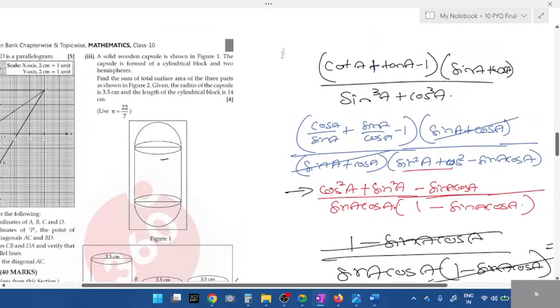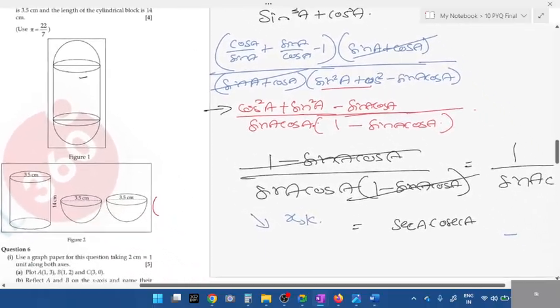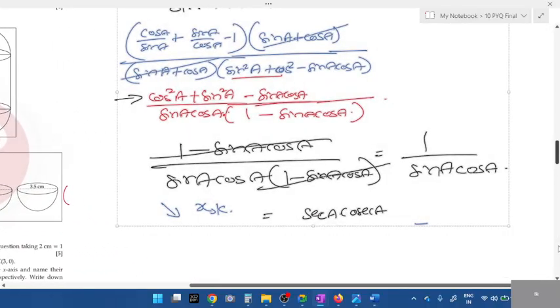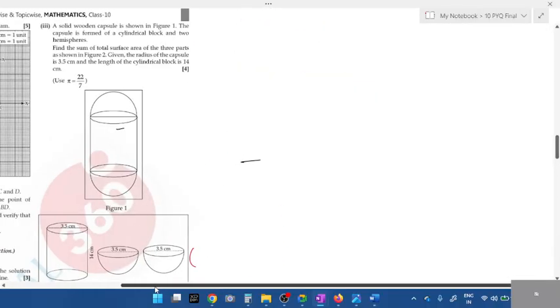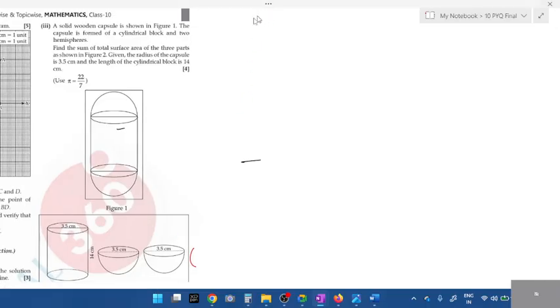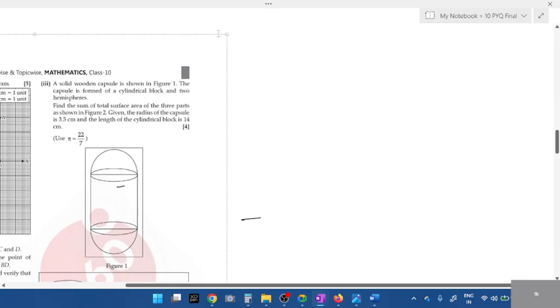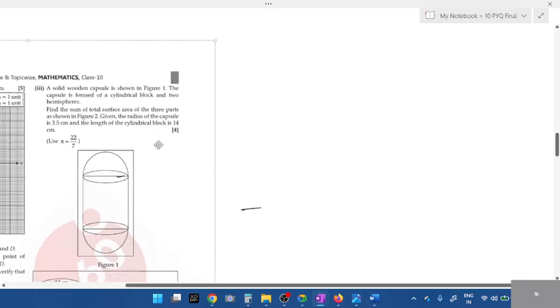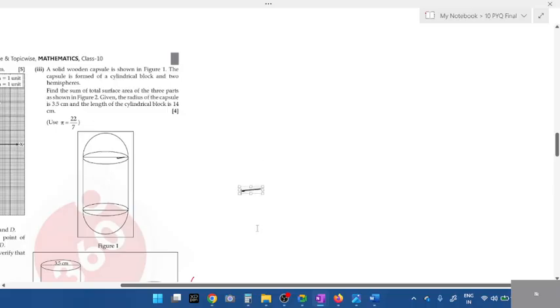Now the third question, the third one is important. Which chapter is this, students? Volume. In volume and surface area. See, to look at it, it is complicated, but a very easy question. All you have to know is formulas. You should know the formulas thoroughly.